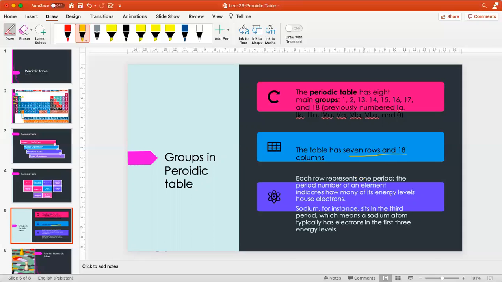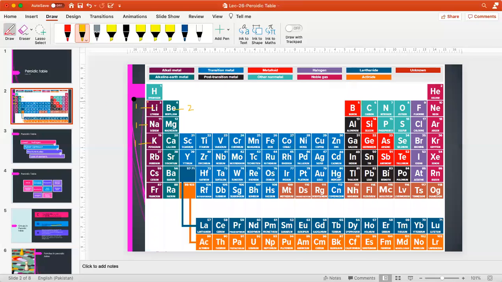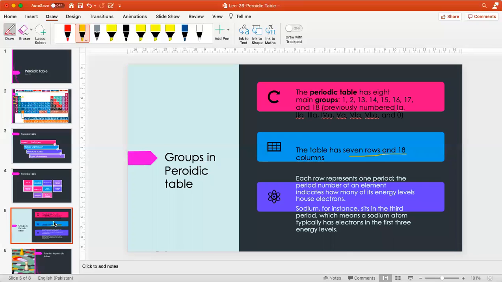ओके. अब व्हाट इज मेंट बाय रो? ईच रो रिप्रेजेंट्स वन पीरियड. सो पहले पीरियड में ओनली 2 हैं. सेकेंड पीरियड में लिथियम, बेरिलियम, बोरॉन, कार्बन, नाइट्रोजन, ऑक्सीजन, फ्लोरीन एंड नियॉन. In the third period, sodium, magnesium, aluminium, silicon, phosphorus, sulfur, chlorine, and argon. So on, right? So each row represents one period.